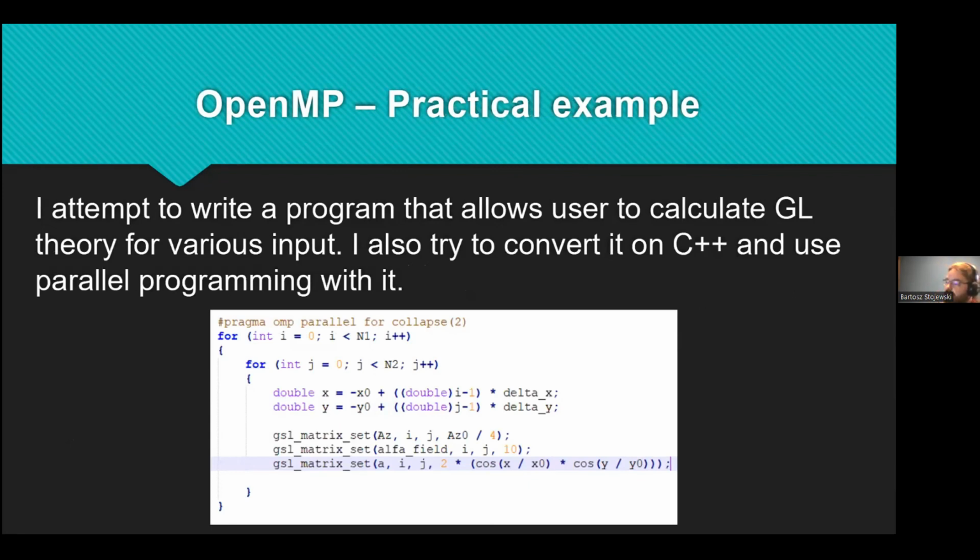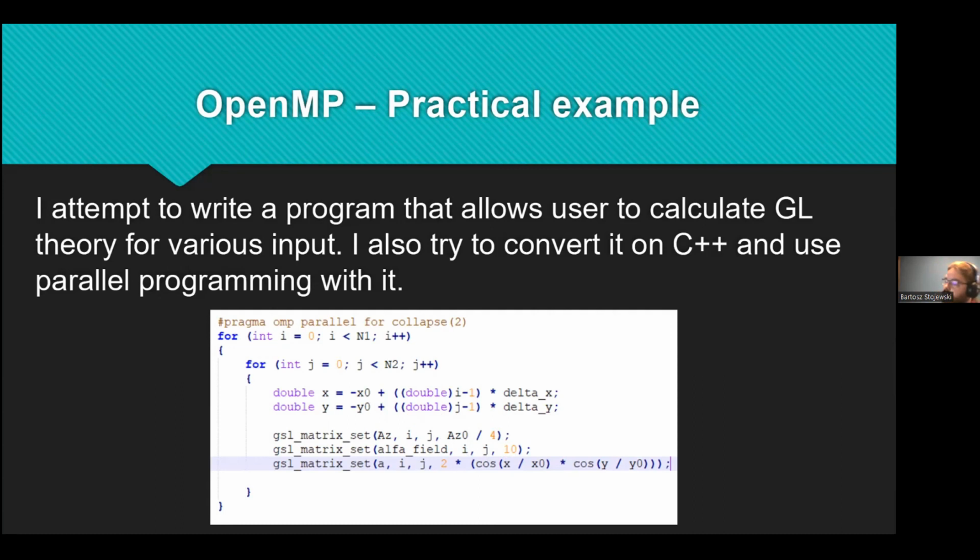I attempt to write a program that allows the user to calculate the Ginzburg-Landau theory for various inputs. I also try to convert it to C++ and use parallel programming with it. I'm using OpenMP, and here is a little fragment of my code. You can see that this is basically a calculation of an initial superconducting order parameter field, assigning values to the alpha field and calculating the initial Az field.